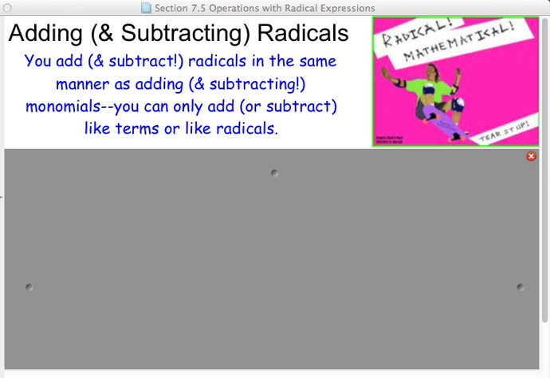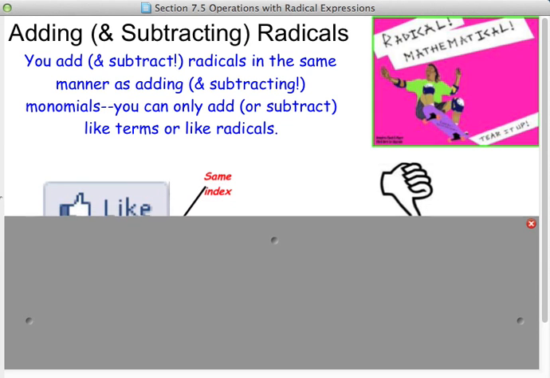Okay, so you add radicals in the same manner as adding monomials. You can only add like terms or like radicals. Okay, so if what is underneath the radical is not the same, you cannot add them.